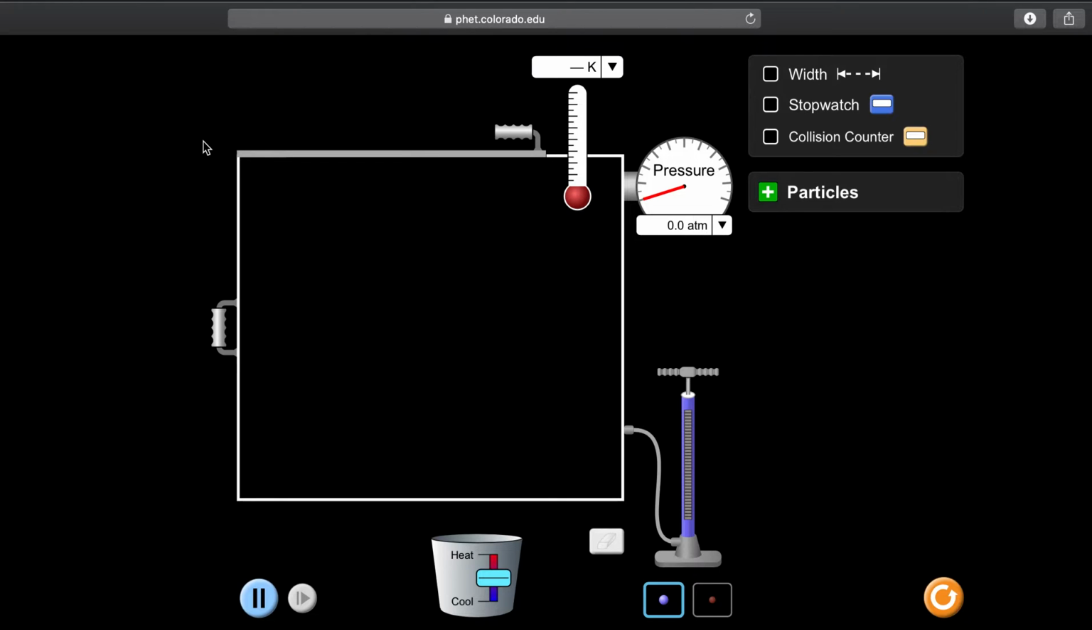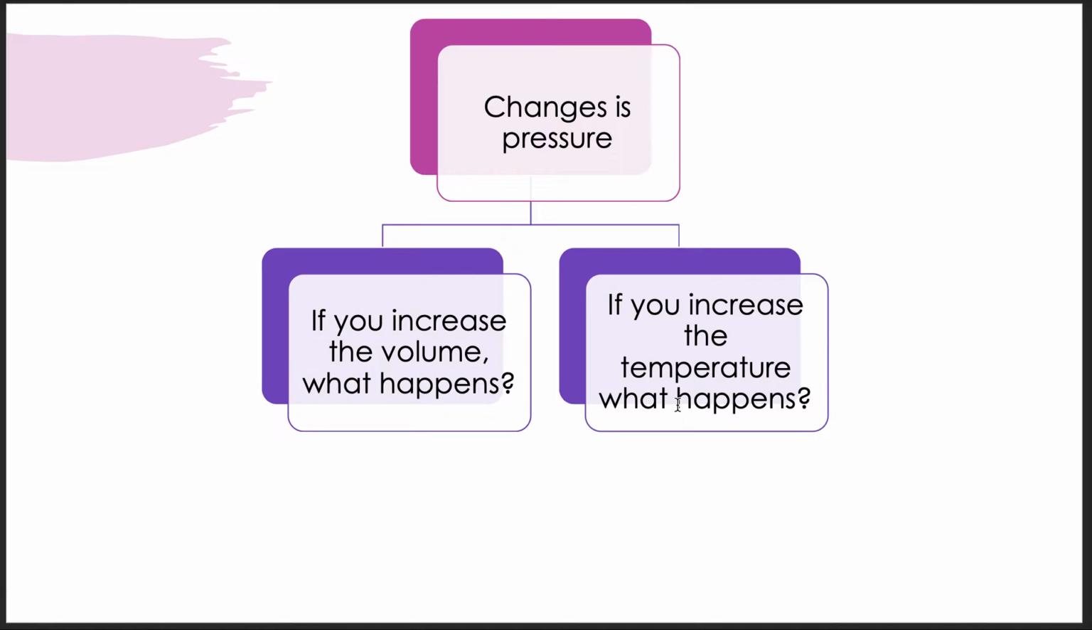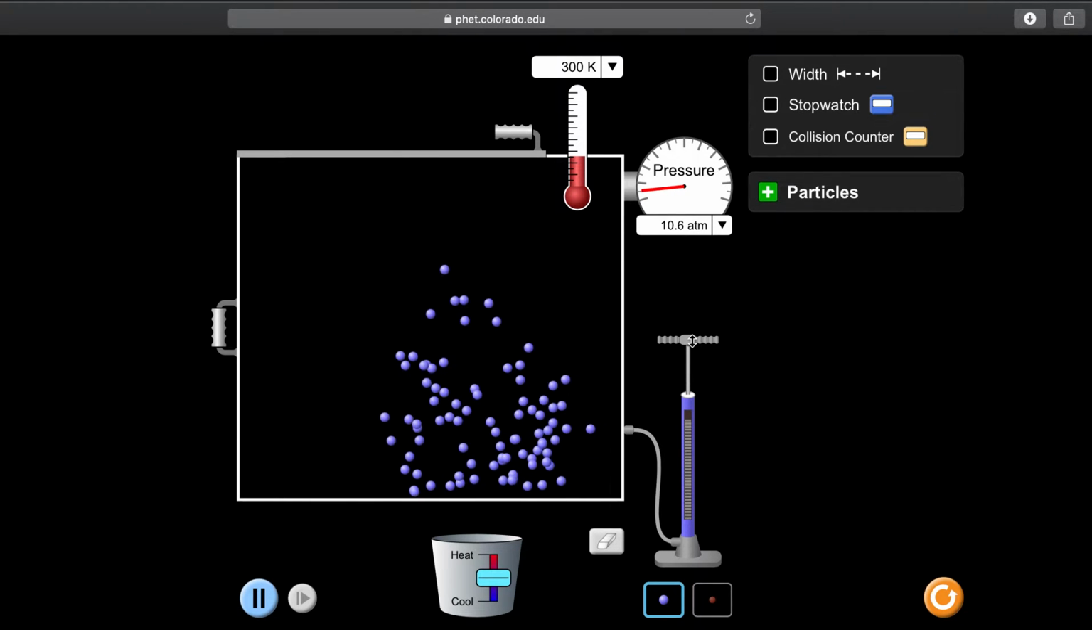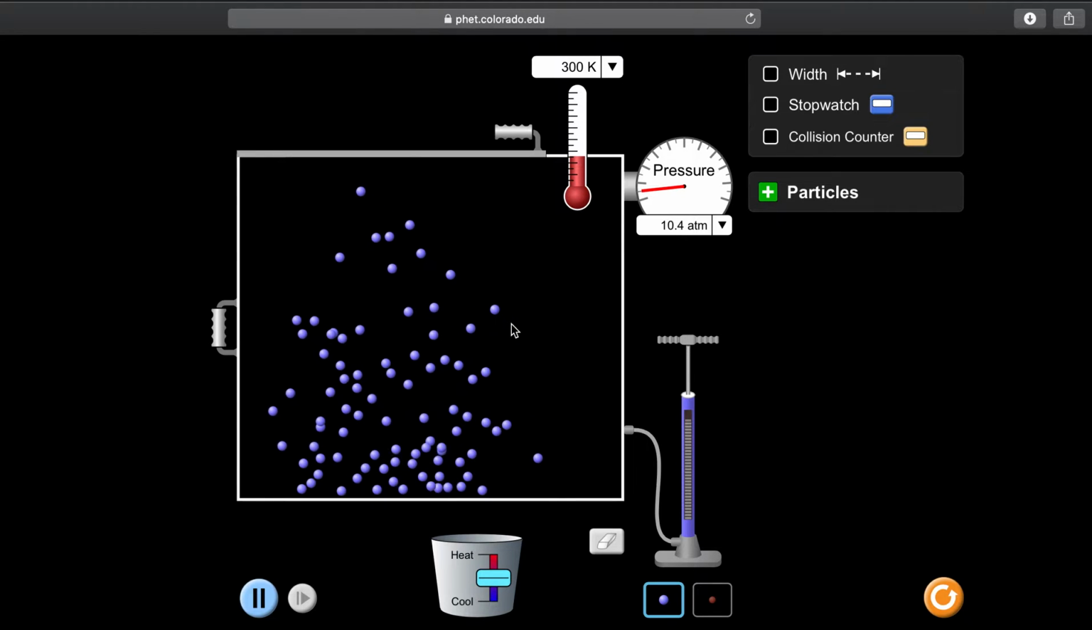simulation. This box right here represents a chamber, okay? And one of the things about gases is that when you change the pressure of a gas, it can either increase or decrease volume or increase or decrease temperature. So let's take a look here. We're going to go ahead and add some particles of gas into this chamber, okay?